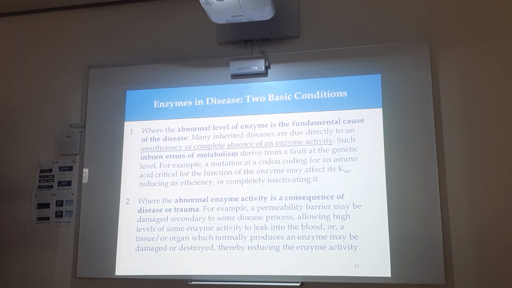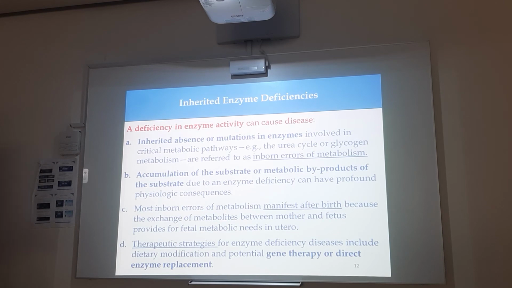Another mechanism is where the abnormal enzyme activity is a consequence of disease or trauma, cancer, or damage to the tissue. And do you think there's mutation here? No, mutation is usually in the inborn error of metabolism. So inborn errors of metabolism result from inherited absence or mutations in enzymes, as I told you. Examples are the urea cycle or glycogen metabolism. These are inborn errors of metabolism.